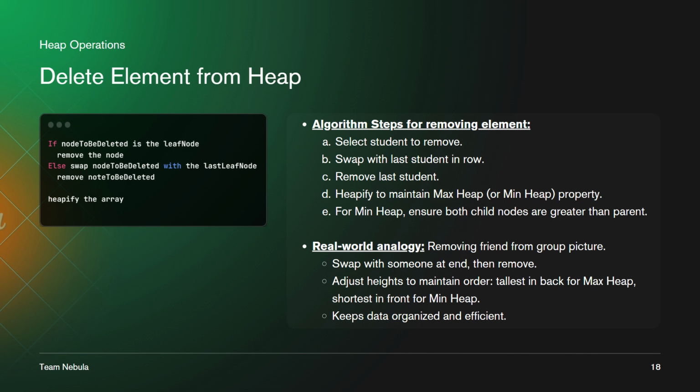To put it in real world terms, think of it like removing a friend from a group picture. You swap them with someone at the end of the line. Then you remove them from the picture. And of course, you adjust everyone's height so that the tallest ones are still in the back for a max heap, or the shortest are in the front for a min heap. This helps to keep your data organized and efficient.